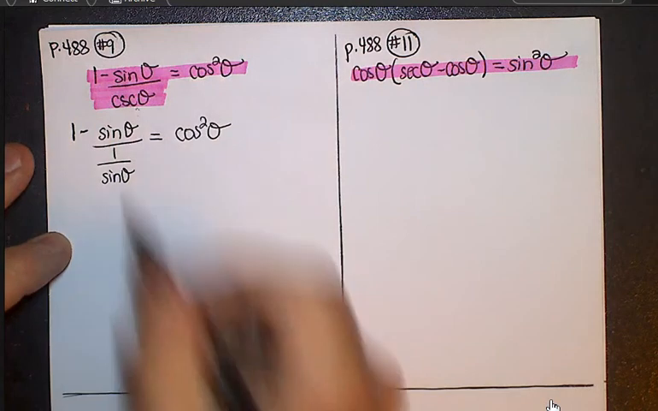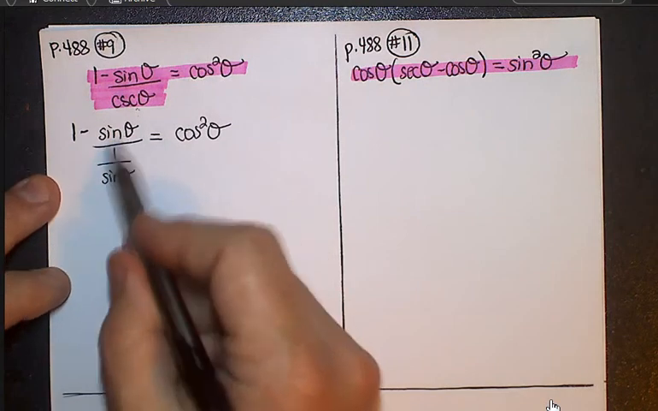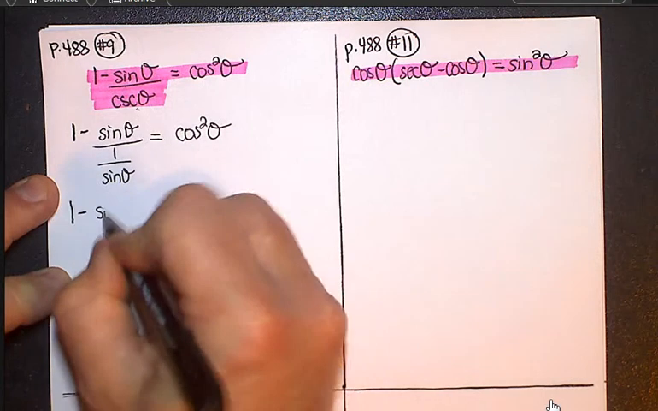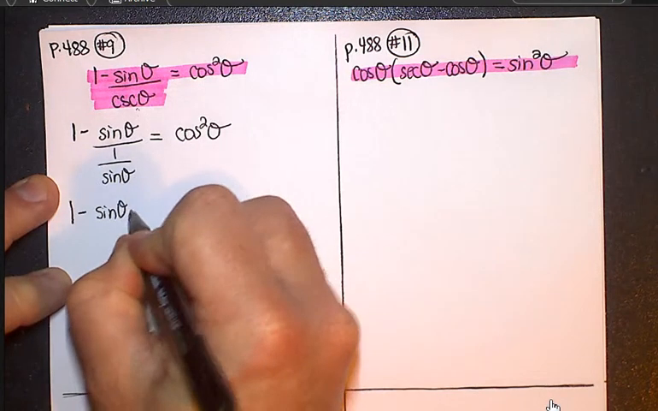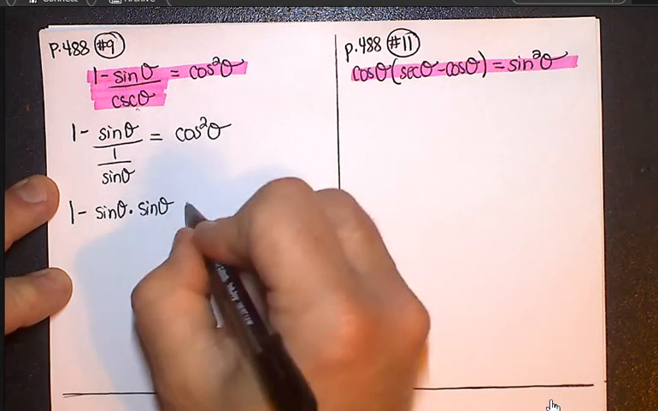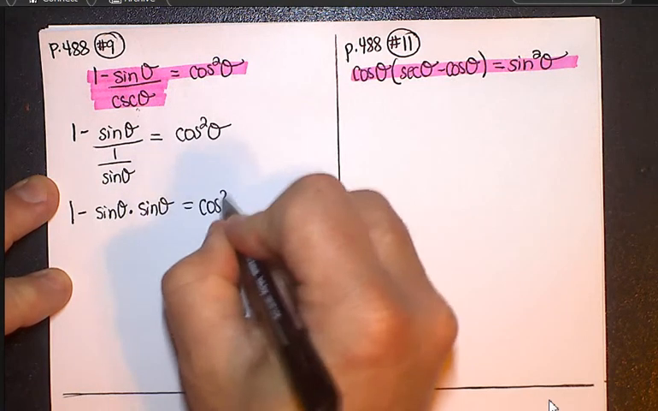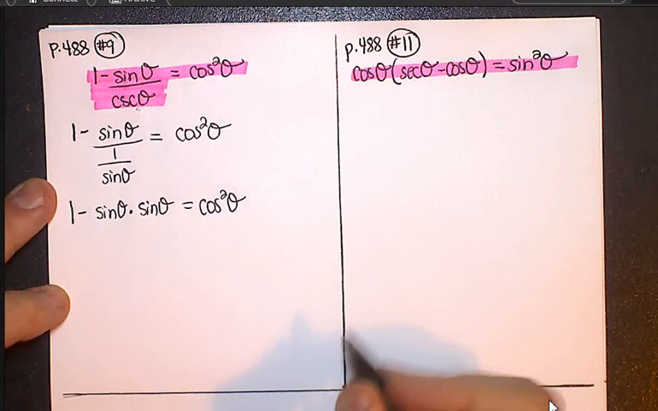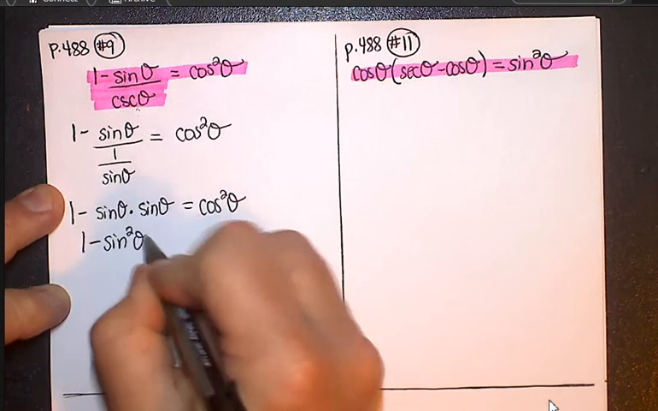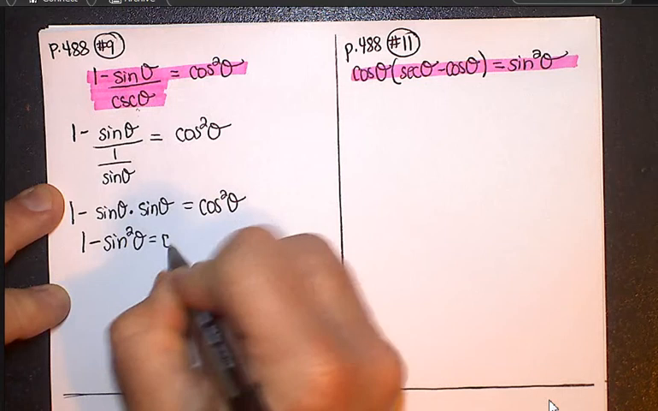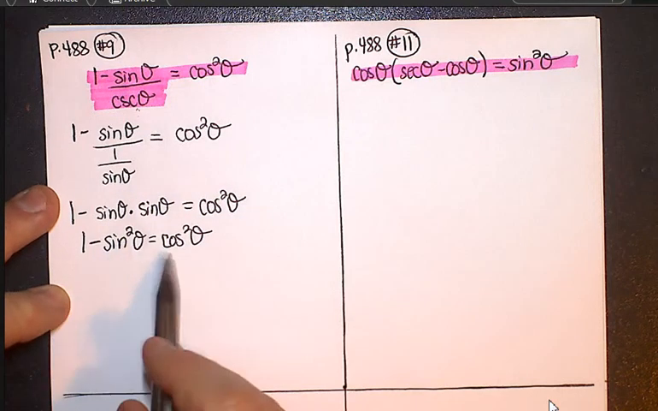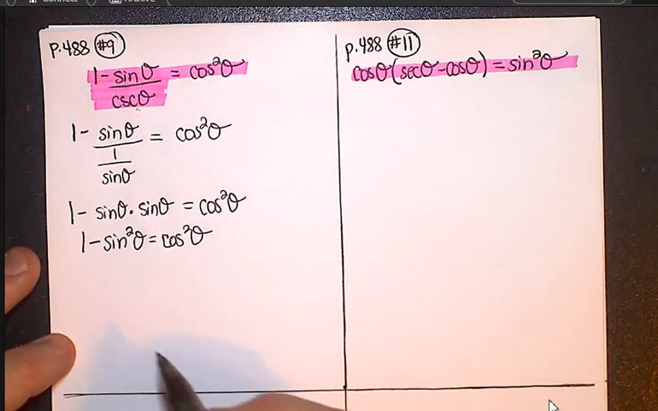And then what I'm going to do is a little bit of algebra here, just state change flip. 1 minus sine theta. Division becomes multiplication. 1 over sine theta flips to sine theta. Is cosine squared theta. Simplifying, we get 1 minus sine squared theta is equal to cosine squared theta.